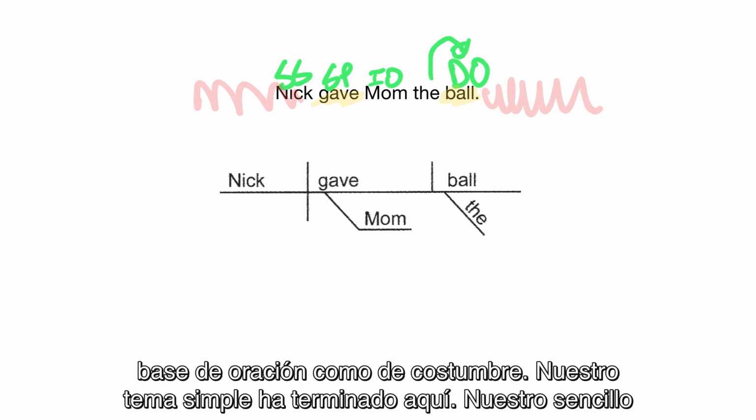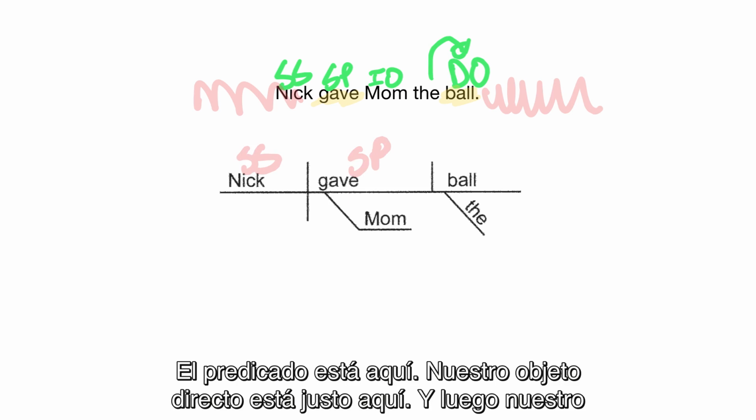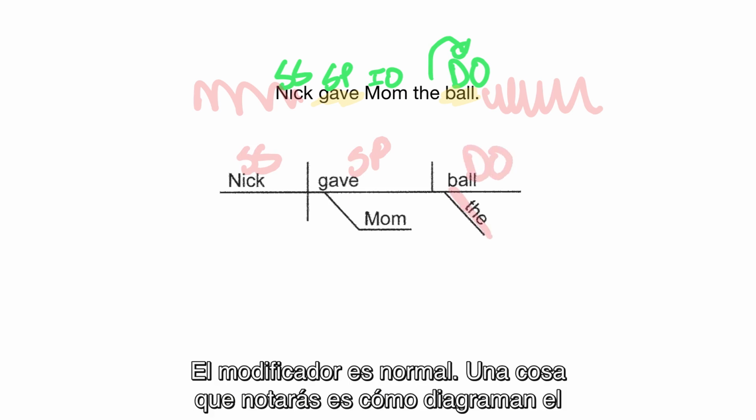We diagram our sentence base like normal. Our simple subject is over here. Our simple predicate is right here. Our direct object is right here. And then our modifier is normal.